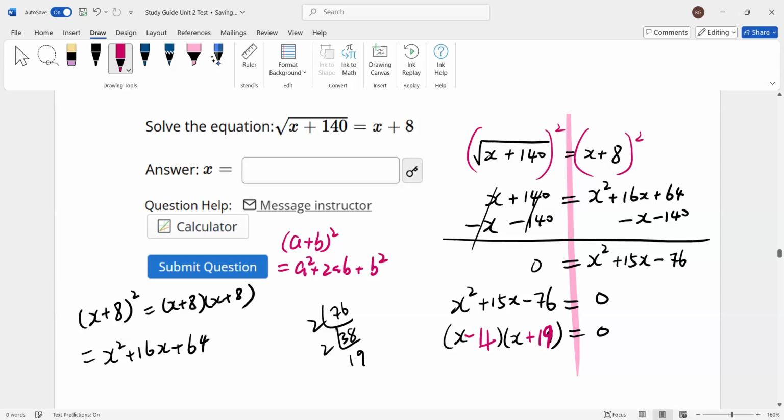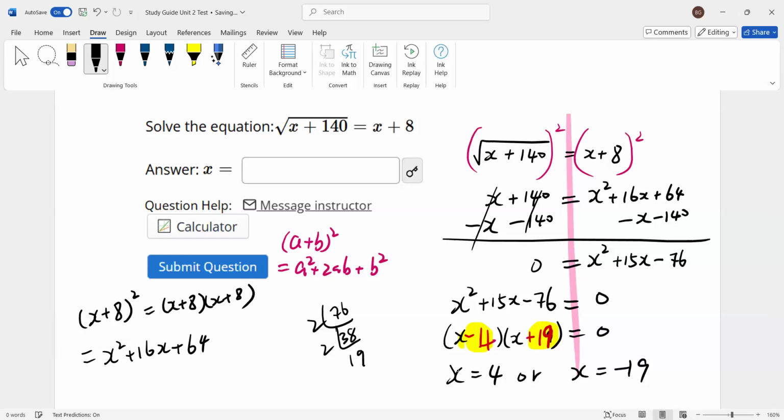Negative 4 and 19 multiply to negative 76. 4 times 19 is 76. And they add up to 15. 19 minus 4 is 15. Okay, so almost there. The two numbers in red, their opposites are going to be the proposed solutions. So we have x equals 4 or x equals negative 19.